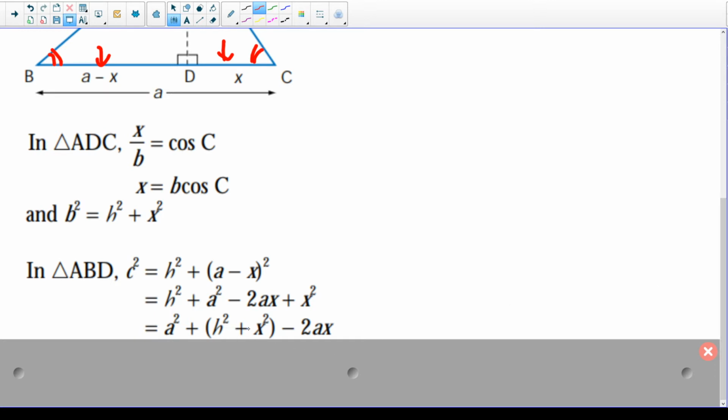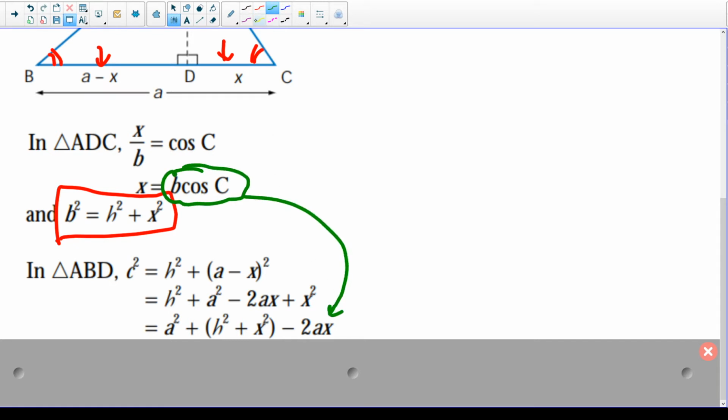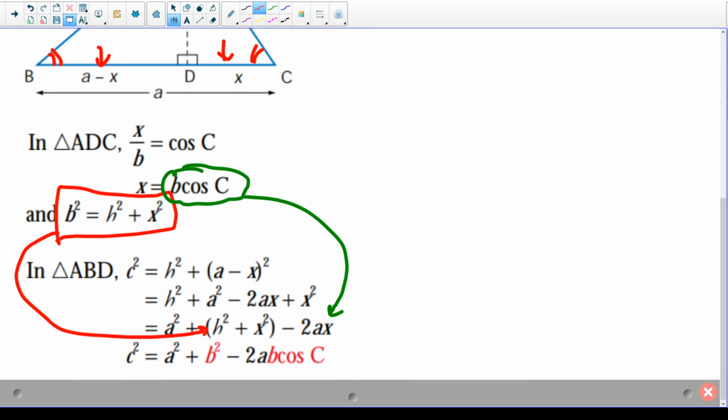Well, h squared plus x squared is right here. So we can replace h squared plus x squared with b squared, and x is equal to b cosine c, which we're going to replace right there. Okay, so b squared is going to come in and replace that, and b cosine c is going to replace that, and now we have the cosine law. So that is the proof that the cosine law works in an acute angle triangle.